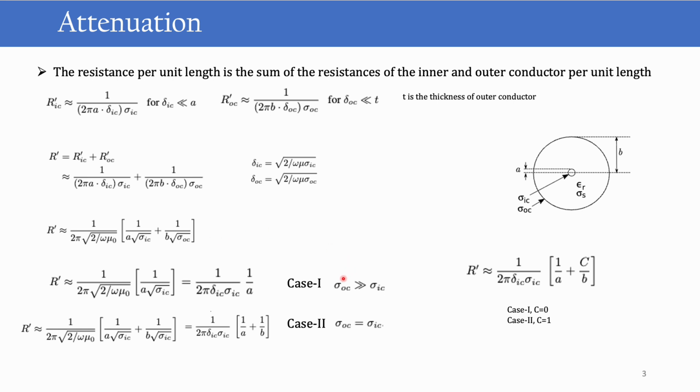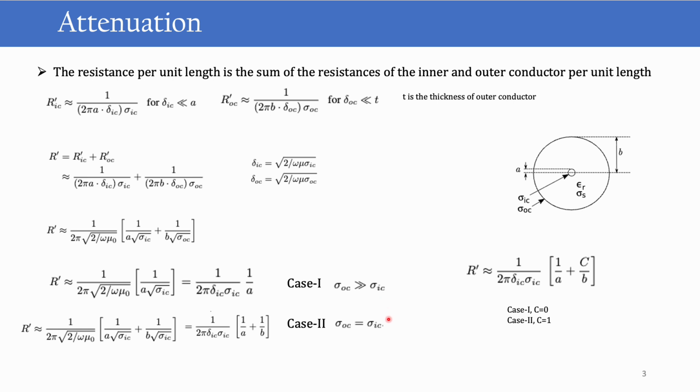In the first case, we consider that the conductivity of the outer conductor is very much greater than the conductivity of the inner conductor. In that case, the second factor becomes very small, and we have to consider only the first factor. So in case 1, the total resistance becomes 1 by 2 pi sigma IC delta IC into 1 by a. In case 2, we consider the outer conductor conductivity to be the same as the inner conductor conductivity. In that case, there is a contribution from both the inner conductor and the outer conductor.